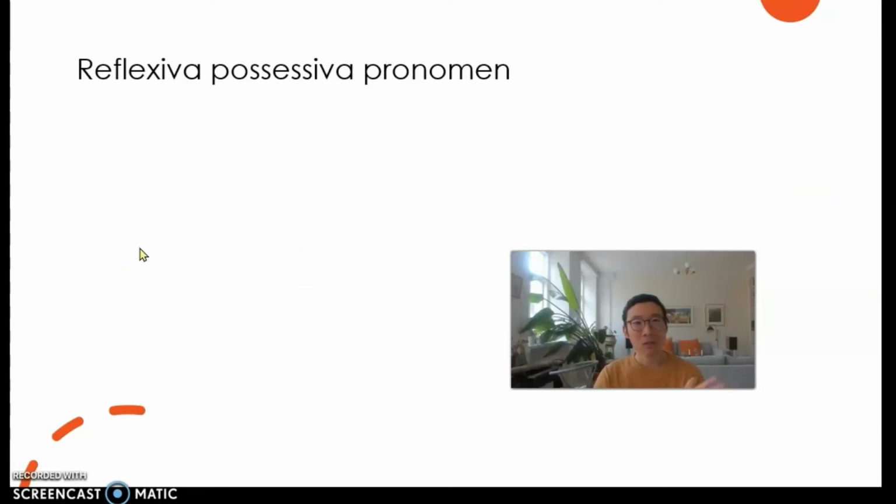Först och främst finns det inte i engelska. It doesn't exist in English. It is really important, so please bear this in mind.